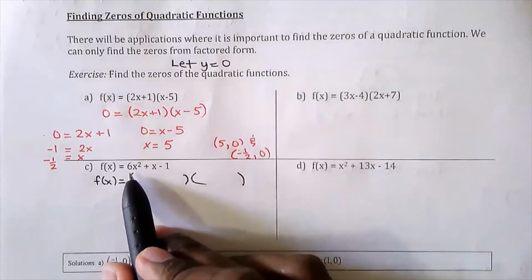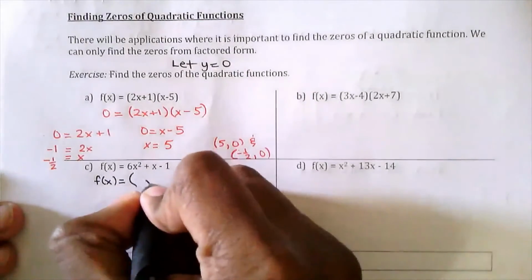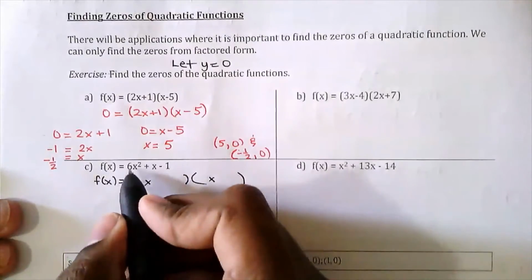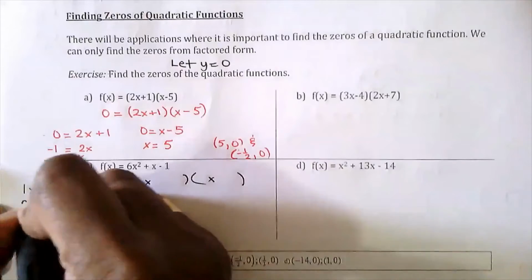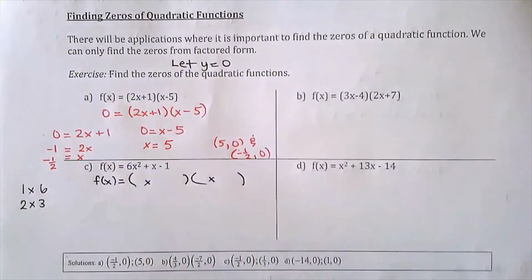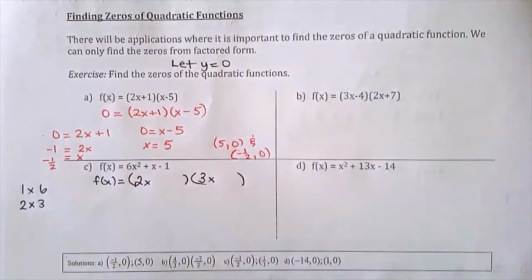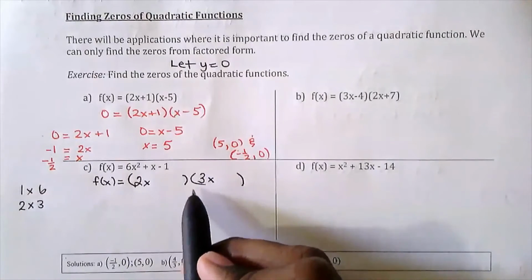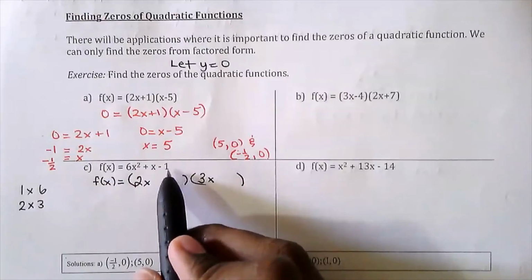Here, the first term is 6x squared. So we know to deal with the x squared, we're going to have an x and an x, but we need to deal with the 6. So for the 6, we can have 1 times 6 as a possibility, or 2 times 3. Again, always start with the closest figures. So we're going to start with 2x in one bracket, 3x in the other. Again, a reminder that it doesn't matter where your 3 or 2 are, as long as you're using 3 and 2.